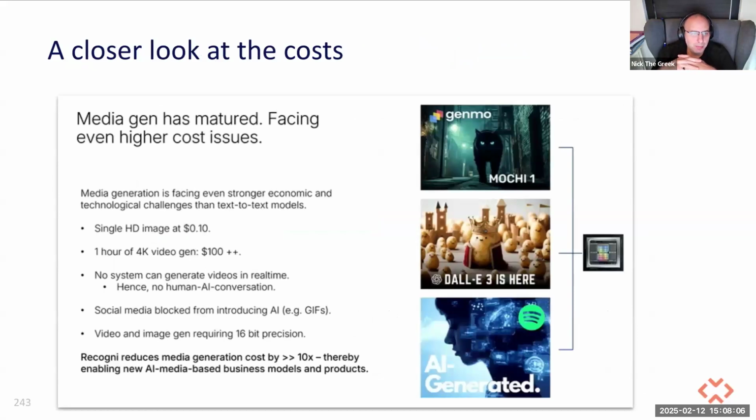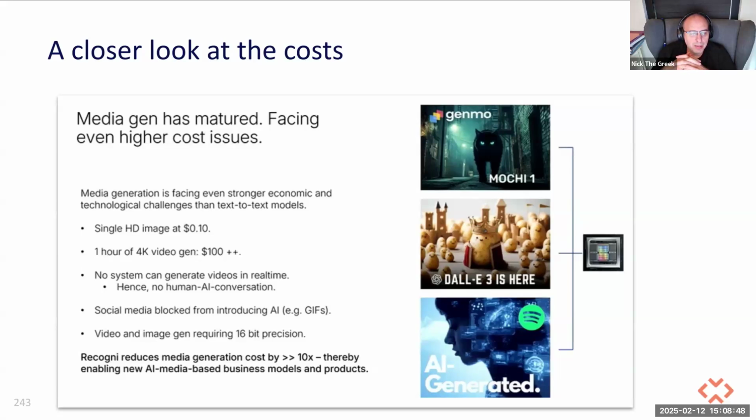And it's coming up more aggressively because if you think about it, media gen has matured. So media generation, what I mean here, is facing very high cost issues. People love generating images, and think about how much time and bandwidth gets allocated to GIFs or images that people exchange. Imagine how much they want to generate their own stuff here. And here are some other statistics: a single HD image costs 10 cents. An hour of 4K video generation is more than $100.